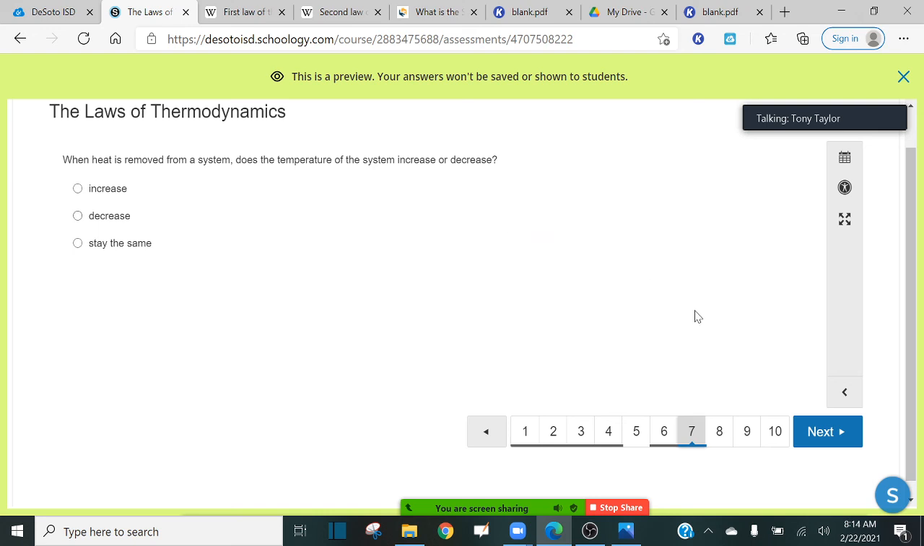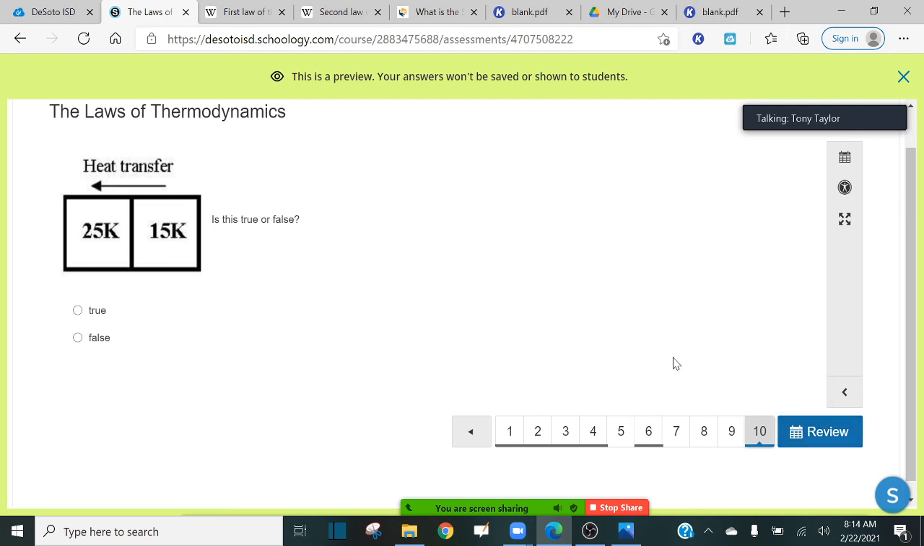This one should be pretty easy right here. This one is easy. This one right here, you guys should be able to do yourself.